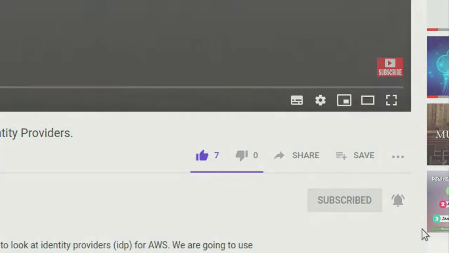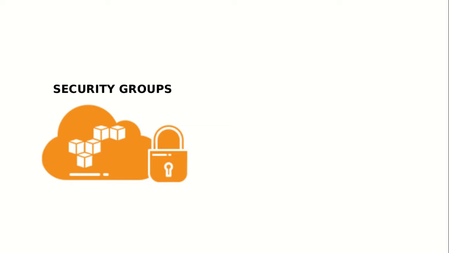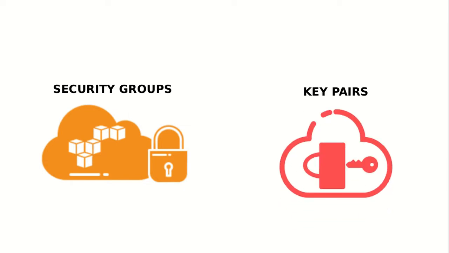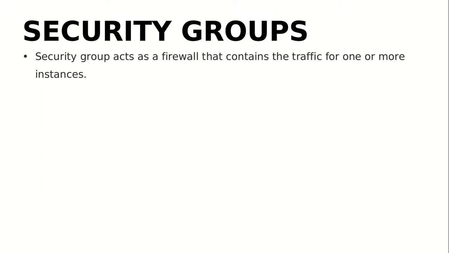Hey guys, in this session we are going to look at your security groups and your key pairs. So first we look at your security groups. Security group acts as a firewall that controls the traffic for one or more instances. So it acts as a firewall that you can use to control the traffic for one or more EC2 instances.